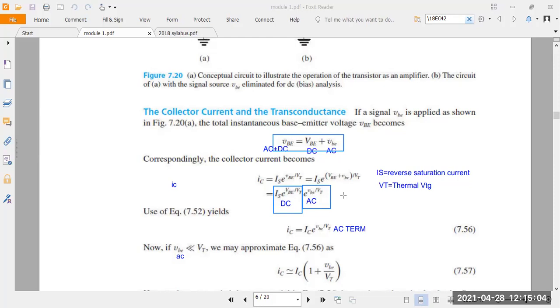After that, you take only the AC term here. Understood? If you take the AC term here, you take IS now. So IC is equal to now caps IC. IC is equal to what here? Caps IC. Because this whole term indicates what here?